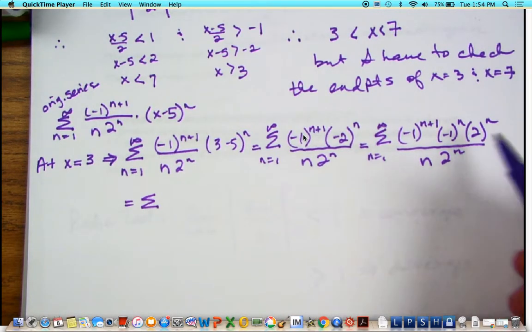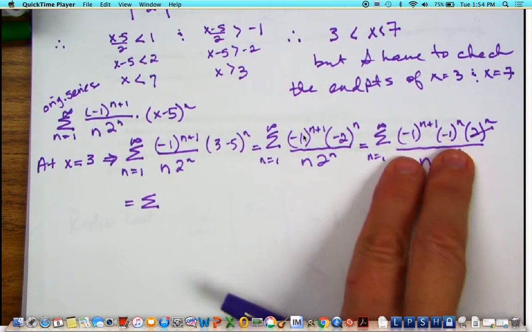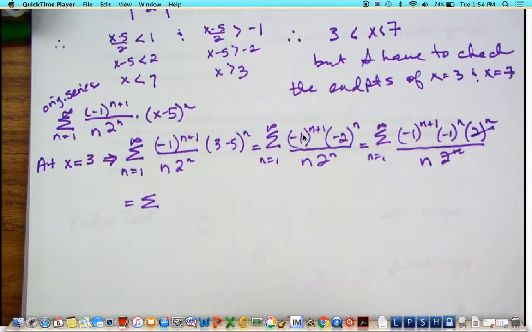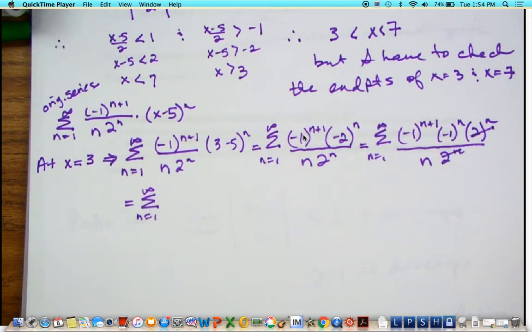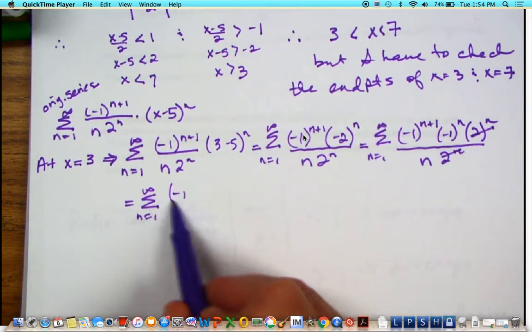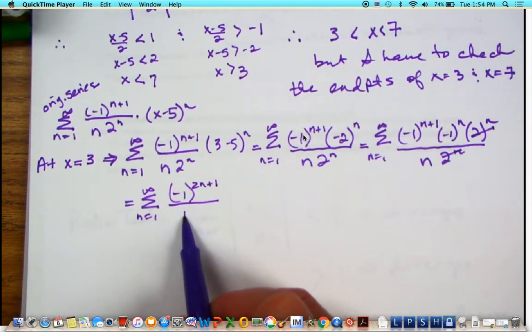Okay, so what happens to the 2 to the n's? They cancel. When you multiply like bases, what are you supposed to do with those? Add the exponents, right? So this becomes the sum from n equals 1 to infinity of what? Negative 1 to the 2n plus 1 over n.